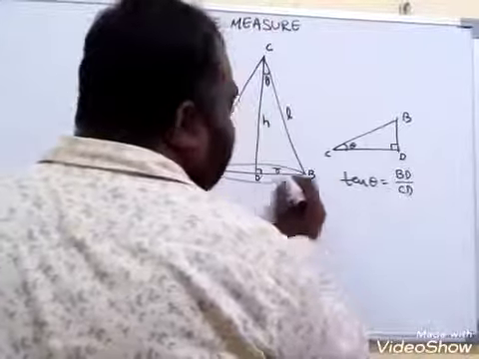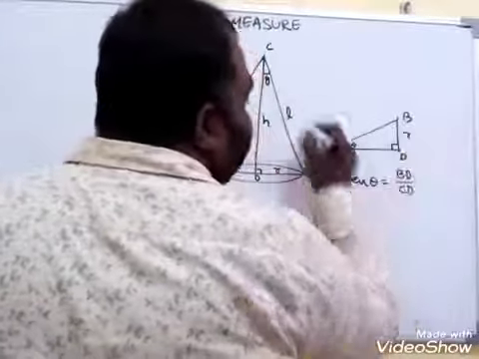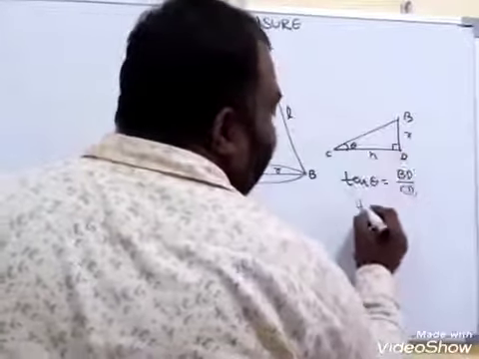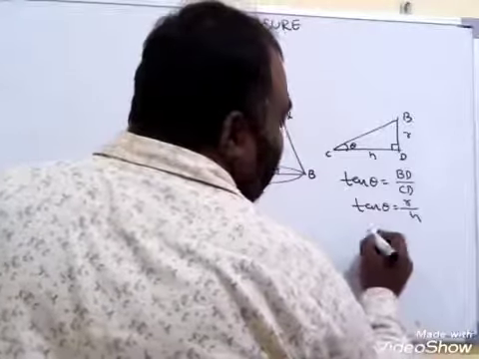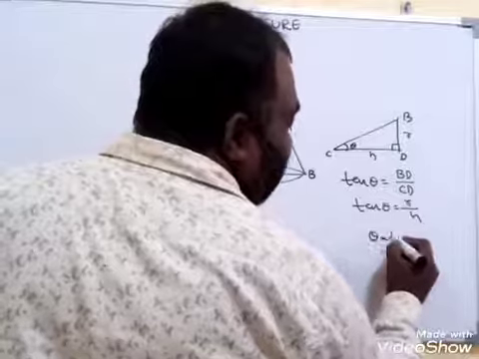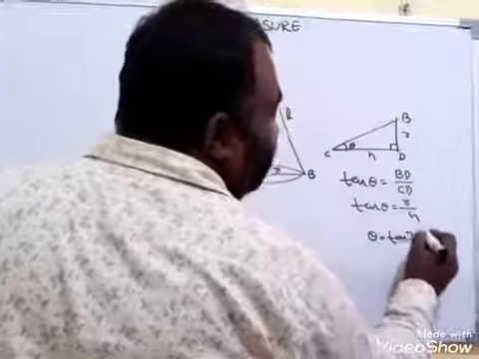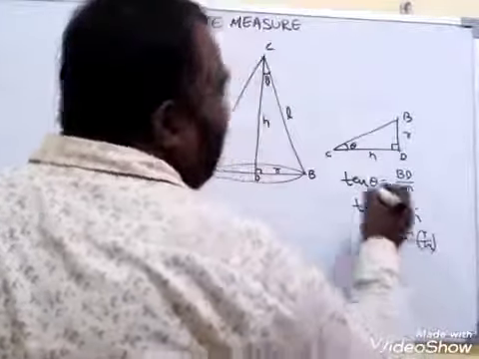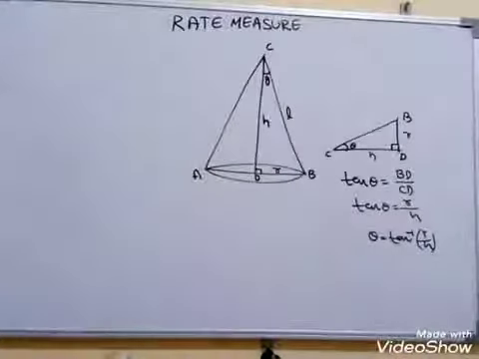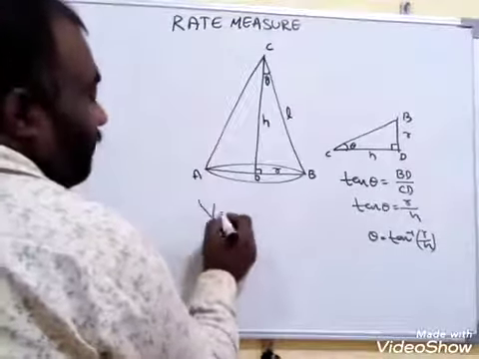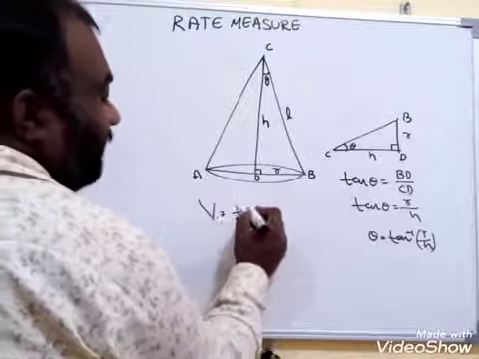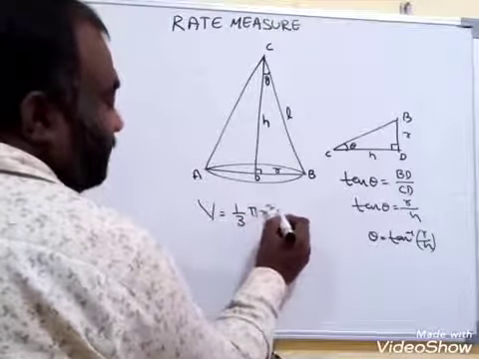Now what is BD? Actually BD is r and CD is the height of the cone. Therefore tan theta is equal to r by h. Therefore theta is equal to tan inverse of r by h. We should remember this relation between height and radius of the cone, the base radius. And if V is the volume, what is the formula we have? V is equal to 1 by 3 pi r square h.